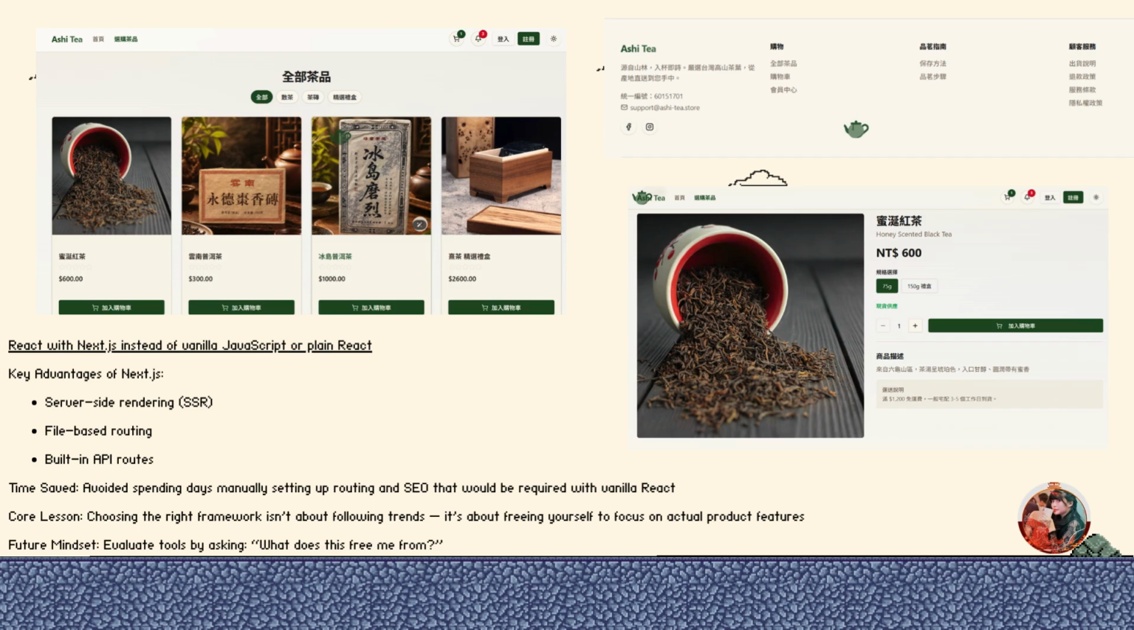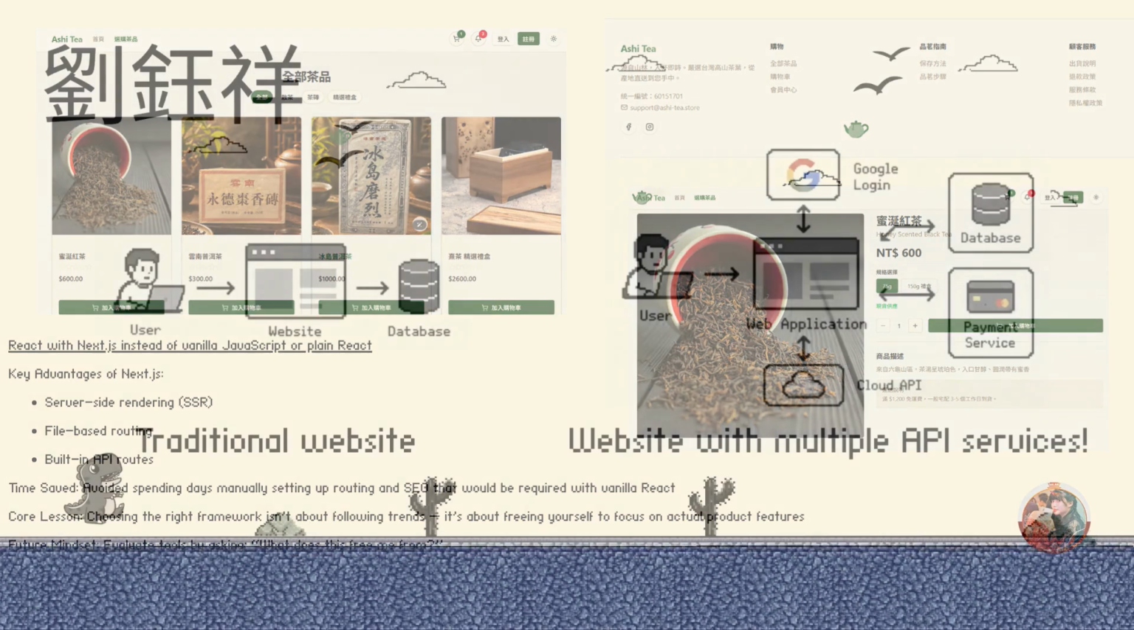Second, React with Next.js. Instead of vanilla JavaScript or plain React, Next.js gives me server-side rendering, file-based routing, and built-in API routes out of the box. With vanilla React, I would have spent days writing up routing and SEO myself. This taught me that choosing the right framework isn't about just being trendy. It's about focusing my energy on real products. Going forward, this mindset will help me evaluate any tool by asking, what does this free me from?